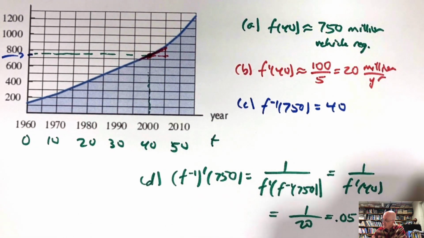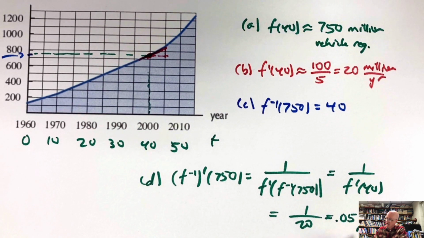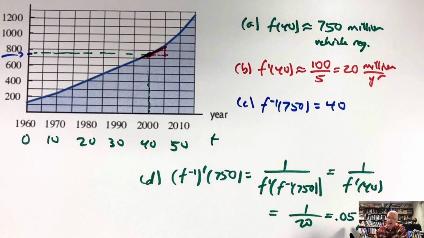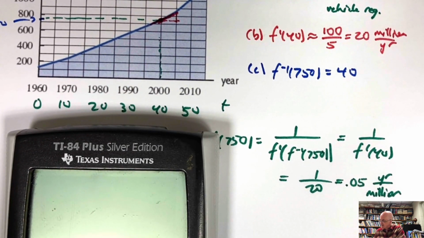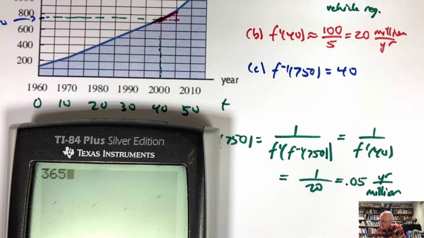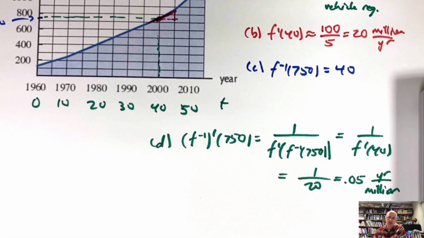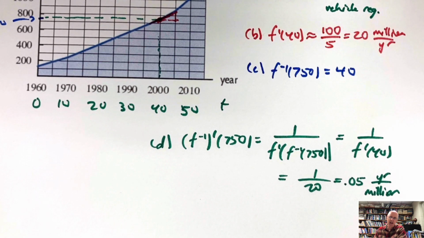Units would be years per million vehicle registrations. This is similar to the last problem. So you would interpret this as a rate of change of time with respect to vehicle registrations, in years per million vehicle registrations. It's telling you it's taking about 1/20th of a year to get the next million vehicle registrations. How much of a year is that? Let's do it with days. 365 divided by 20. It's about 18 days, so it's about 2.5 weeks, you might say, for another million vehicles to be registered.